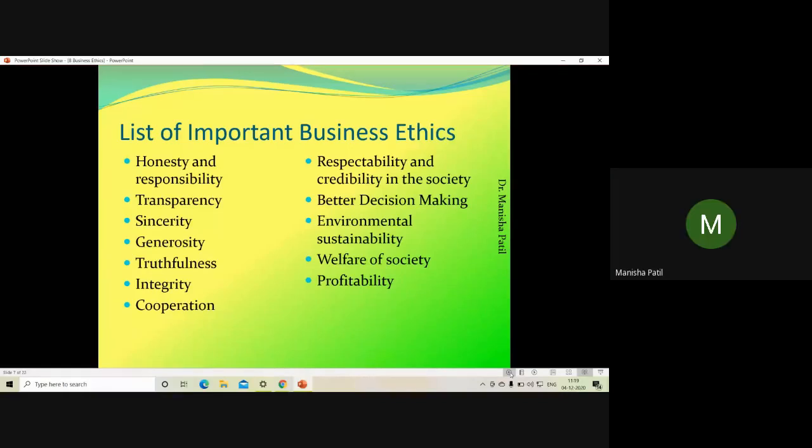When we talk about business ethics, we are talking about the ethics at the management level and ethics at the individual level.